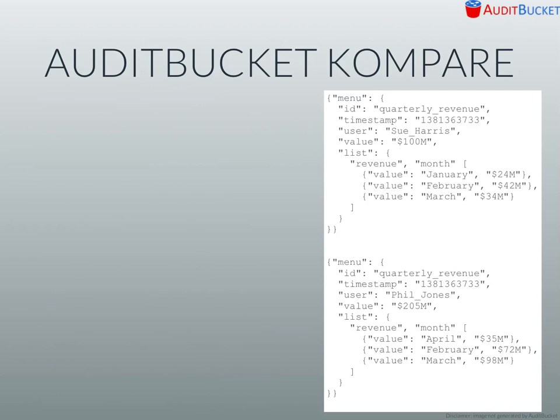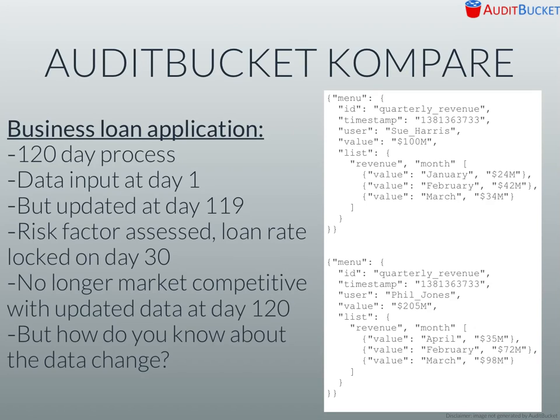Let's look at some data from quarterly revenue reports. Now, this might be day 1 here at the top and day 90 or day 180 here at the bottom, and you can see 2 different quarters of revenue with dramatically different approaches and different results. Sue Harris input the data on day 1 and Phil Jones on day 90, and we see that we went from 100 million to 205 million. Now, what if this data is being provided for a loan application? For a commercial loan? We notice that the risk factor in the loan rate may have been locked in on day 30 with the first input of the data, but in fact that's no longer competitive at the end of the quarter. But what do we know about the data change?